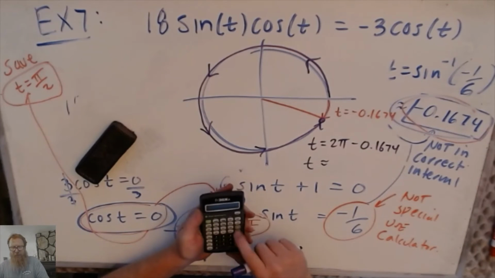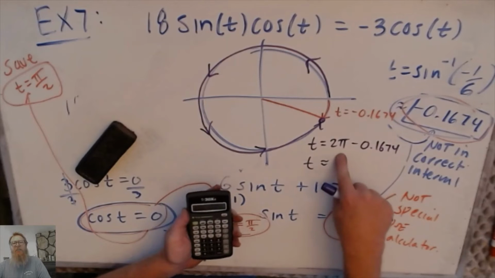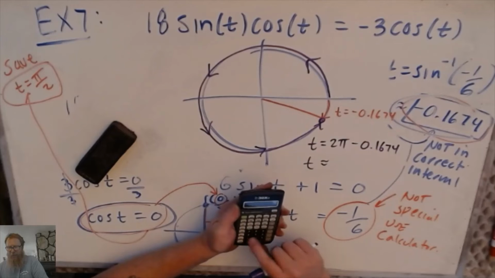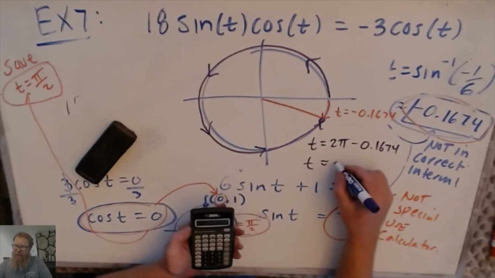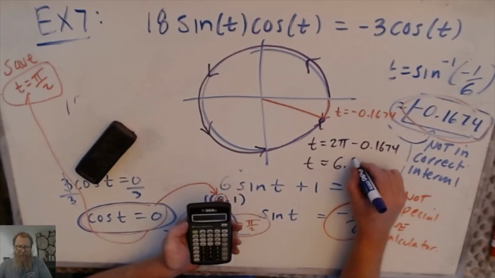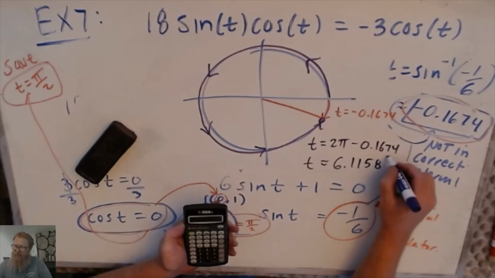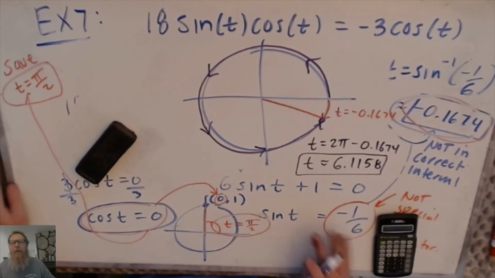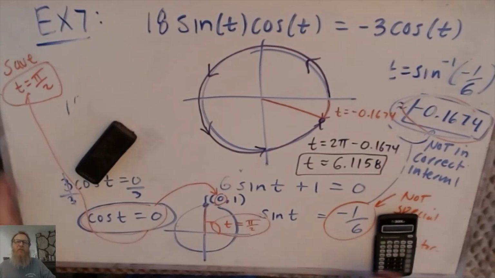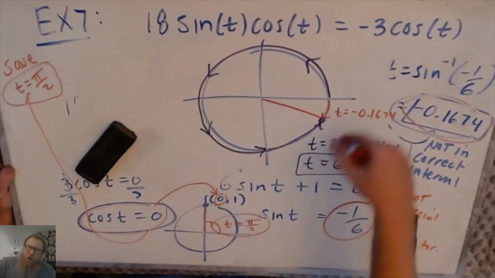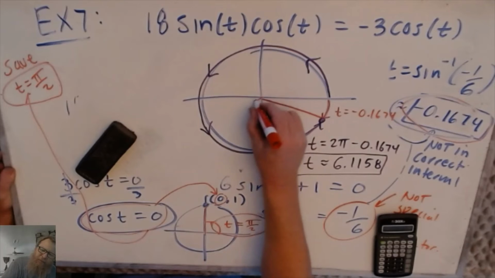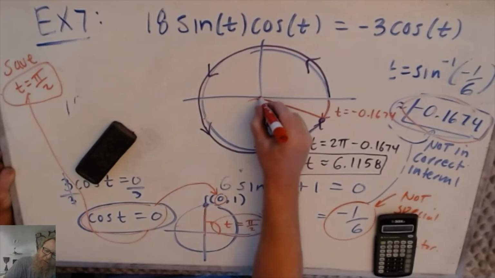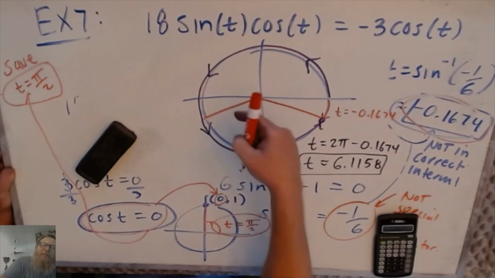So let's see, 2 times pi, it's about 6.28, and then minus 0.1674. And you're going to get t is approximately 6.1158. Okay, now don't quit yet. Don't get too excited. You got one more solution to find. I want all the solutions in one rotation. So you have to come over to this side. Same angle, just mirror image onto the other side. That will also have the same sign.